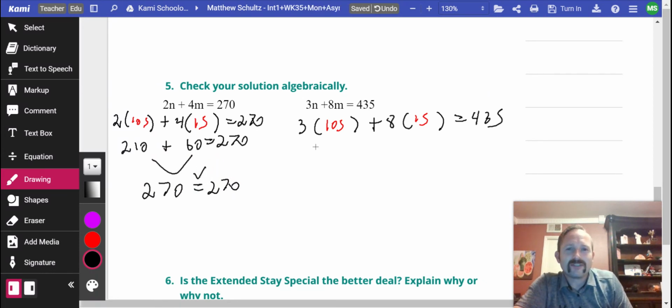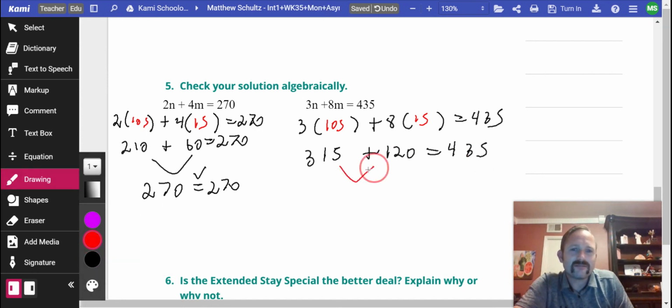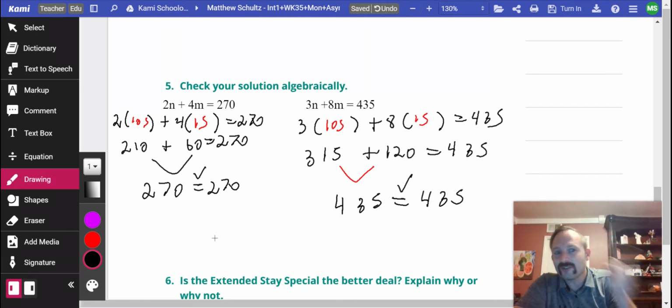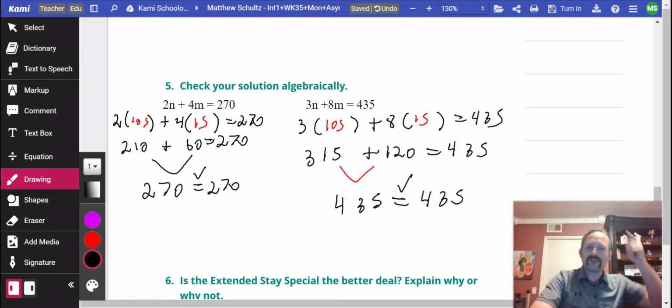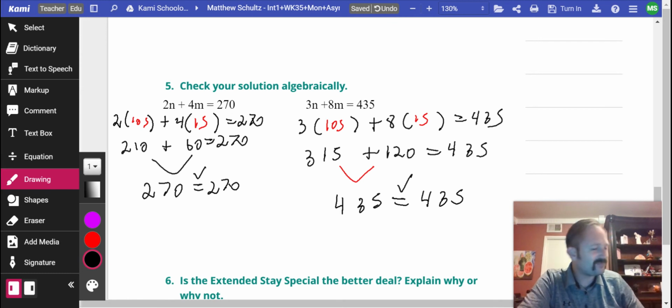3 times 105. That would be 315. Why do I want to do this without a calculator? But we're just solving this as we're going along. That'd be 400, and that'd be 35. Does 435 equal 435? By golly, it does. So since it makes a true equation for both, it is a true solution for the system of equations.